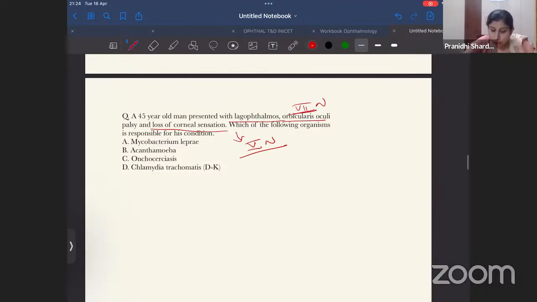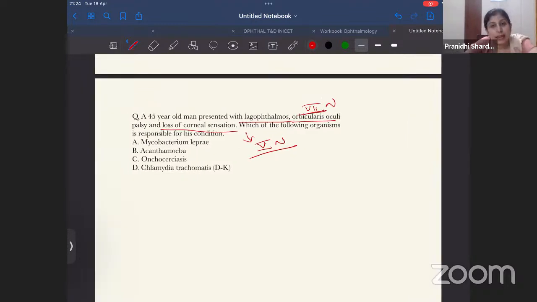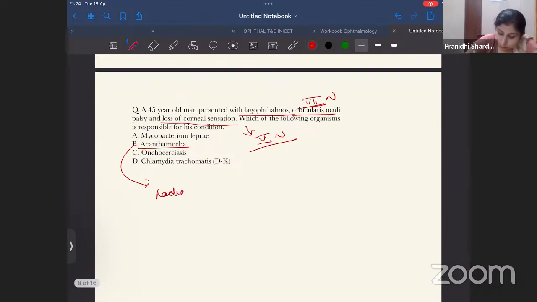Even if we do not know the option, we can have a look at the other options. Acanthamoeba, we know that it causes radial perineuritis. It does not affect the skeletal muscles of the eye. It does not cause lagophthalmos or the orbicularis oculi palsy.